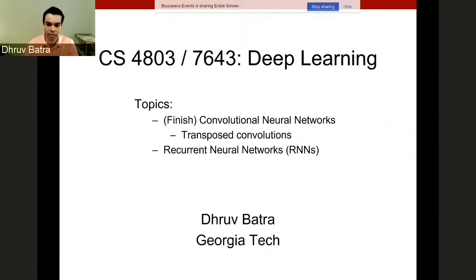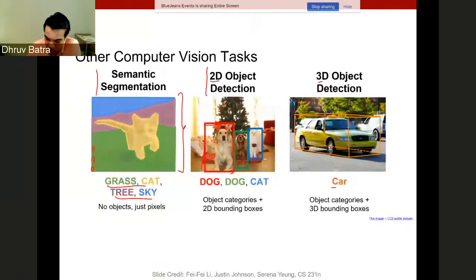Hi everyone. So we are picking up our discussions. We're trying to finish transposed convolutions today and move to a new model class, recurrent neural networks. All right. So just a quick recap.